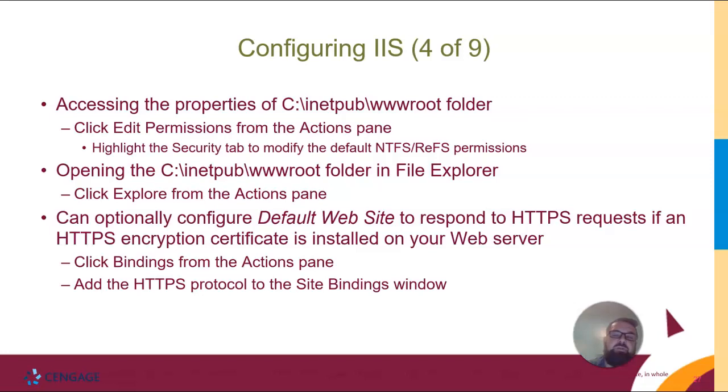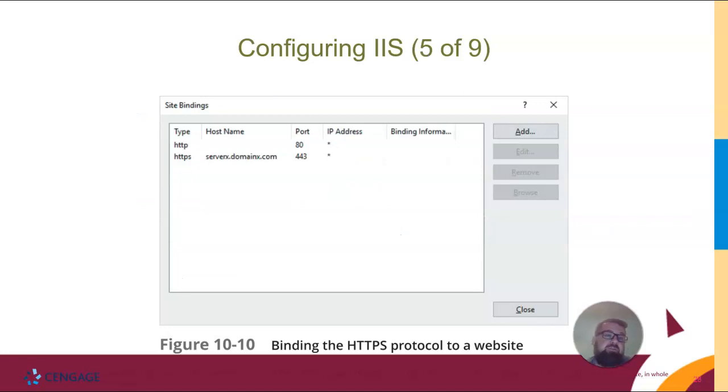You can then optionally configure the default website to respond to HTTPS requests if you have an HTTPS encryption certificate. How this is done is you go under bindings, and then you add the HTTPS protocol, or you can change the port to something different if you don't want it to be 80. When you go into the site bindings, this is where you will see it's responding on port 80 and port 443 under HTTPS. For the default website, I normally change this one to like 9999 or 8888, something that is not port 80.